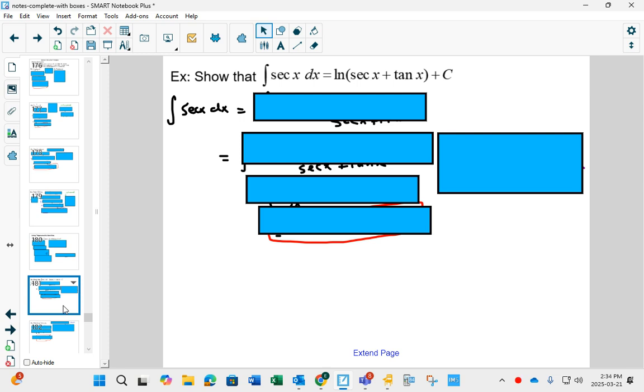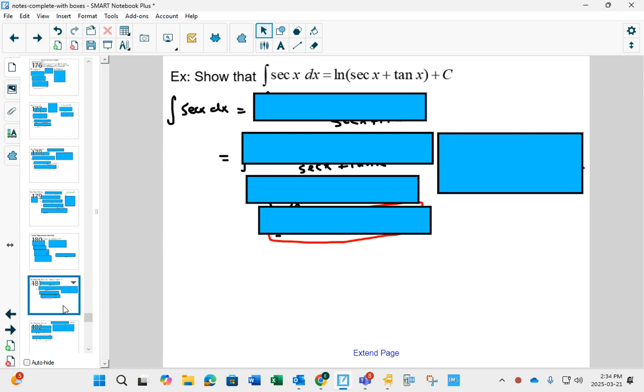This one you almost need the answer to come up with the strategy to make it work. So I want to show that the integral of secant x is actually the natural log of secant x plus tan x. So I need that secant x plus tan x to be my u, to be on the bottom. The only thing I can think of changing secant to would be 1 over cos. And if I make my u my cos, my du would have a sine, and I don't have a sine, so I can't use that substitution.